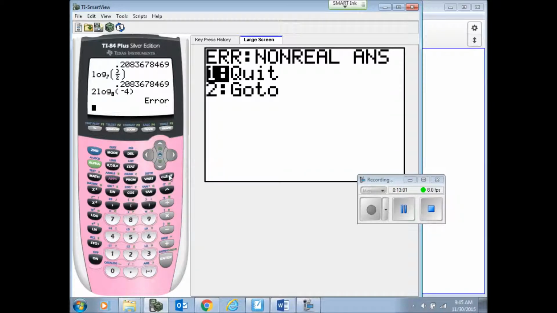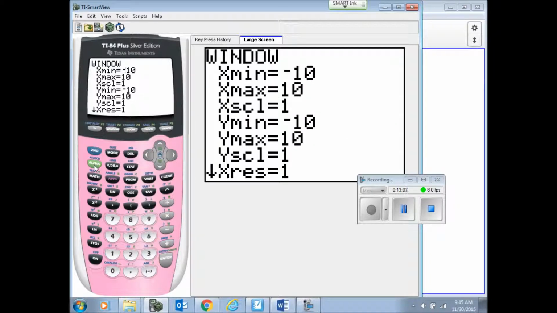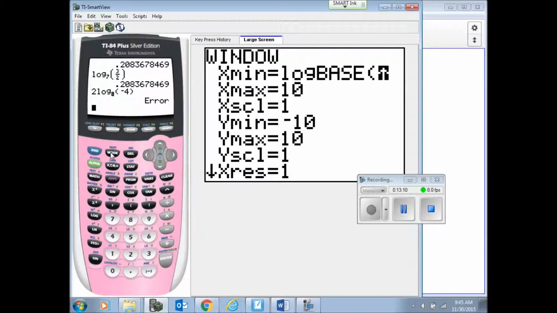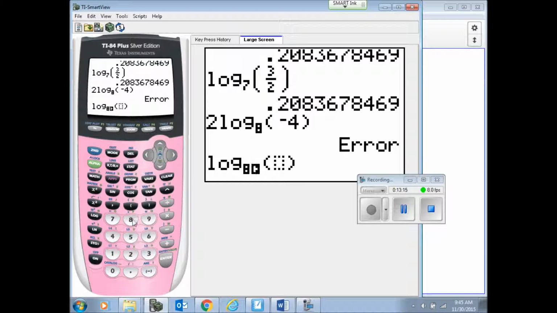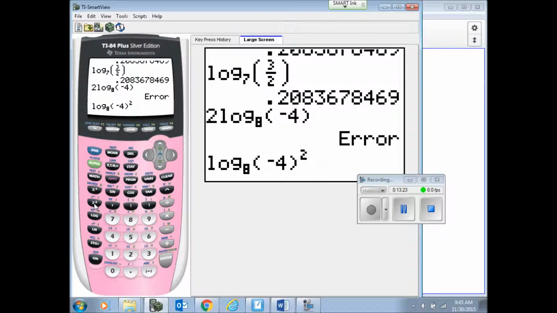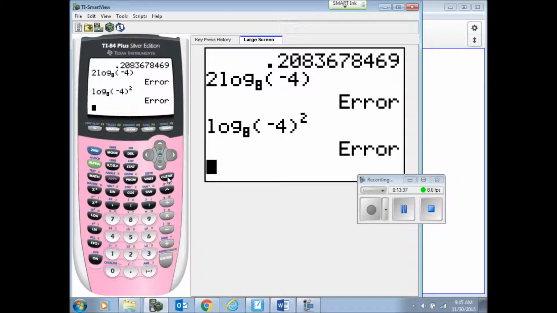Okay, now what about this? What if you just did log base 8 of negative 4 squared? Now you might think that's going to be okay, but actually if you even do that, it's still not okay. All right, so keep that in mind. You cannot log a negative number.